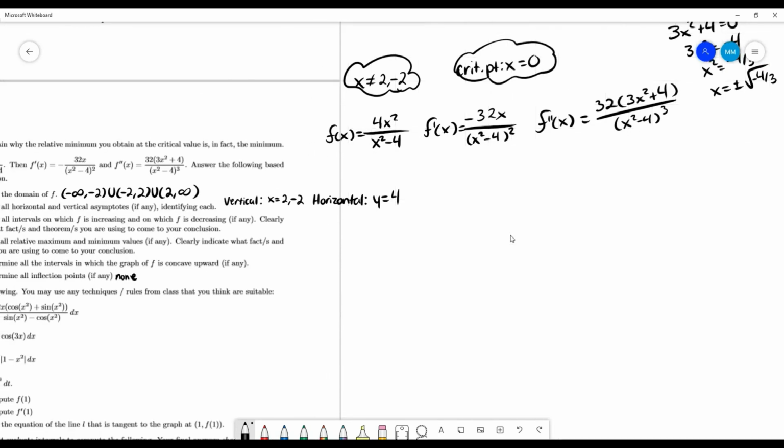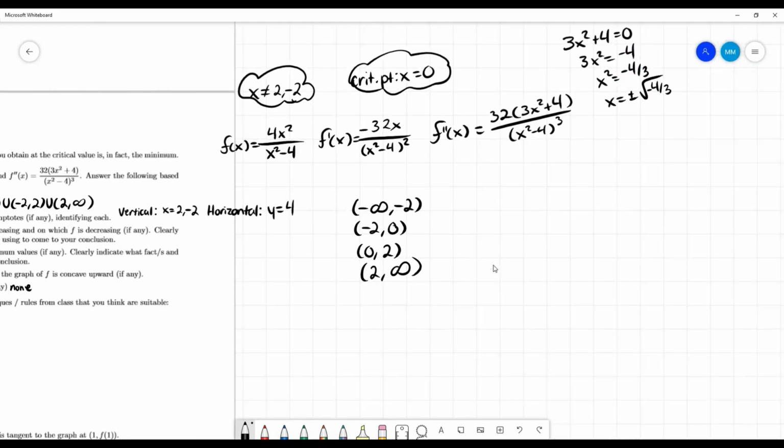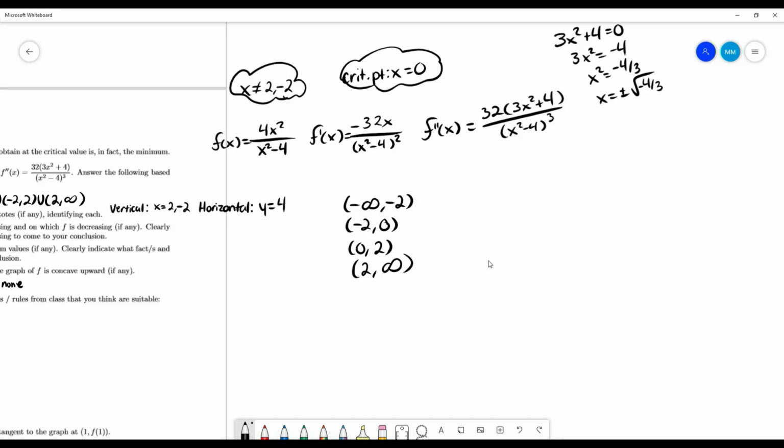So now it's just a matter of setting up our intervals. So it's going to be from negative infinity to negative 2, from negative 2 up to 0, because that's a critical point, 0 up to 2, 2 up to infinity. And now we just need to check our intervals for increase and decrease. If I plug in, let's say negative 3 into my first derivative, I'm going to get negative 32 times negative 3, which is positive, over anything in this denominator is going to end up being positive because it's squared, which means that this is increasing.